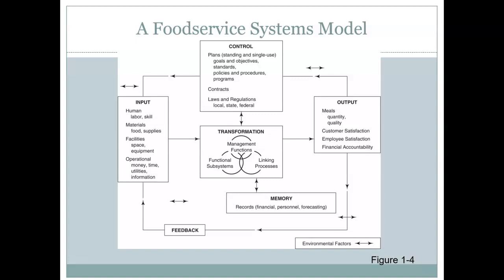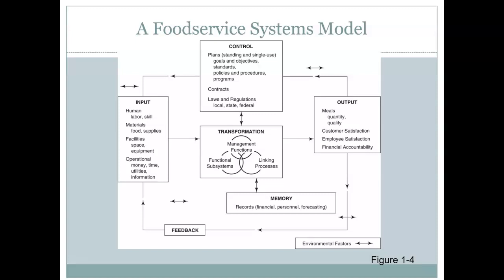Once the inputs have been transformed, and we will talk about these different functions in future chapters, the subsystems of transformation, such as management functions and how to link the different subsystems together, create the final output, which is meals of the proper quantity, quality, and include the satisfaction of both your internal and external customers, essentially the people who consume your meals. And of course, having the financial accountability is a critical component of outputs as well.